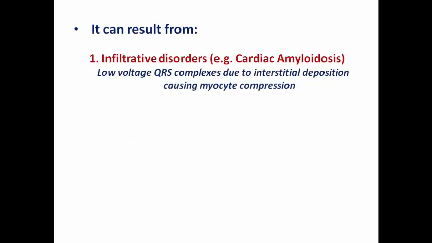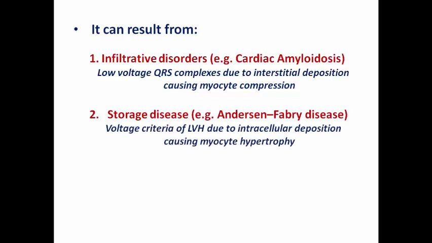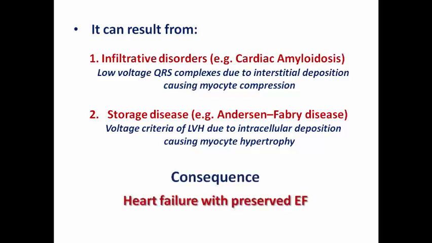It can result from infiltrative disorders like cardiac amyloidosis, in which there are low voltage QRS complexes due to interstitial deposition causing compression of the myocytes, or storage diseases like Anderson Fabry disease, in which there are voltage criteria of LVH due to the intracellular deposition of the substance causing myocyte hypertrophy. The consequence is heart failure with preserved ejection fraction.